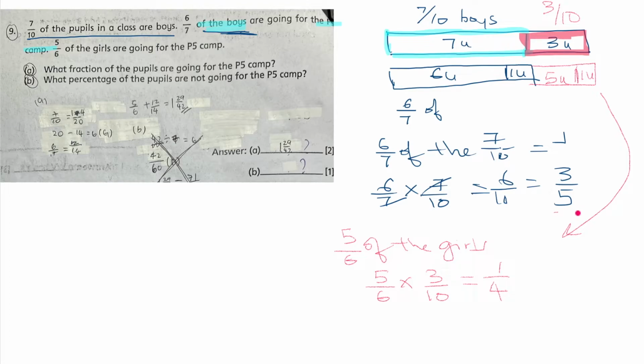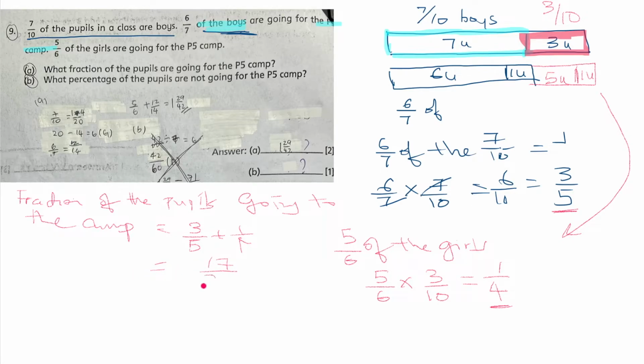So we already have the fractions, this is the boys and this is the girls. So you can write the fraction of the pupils going to the camp. You add them up, 3/5 and 1/4. Likewise, do your calculation. You have 17/20. Okay, this will answer this part here.